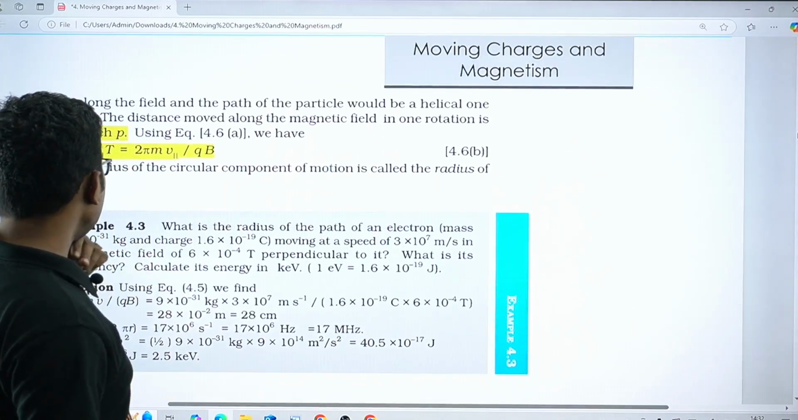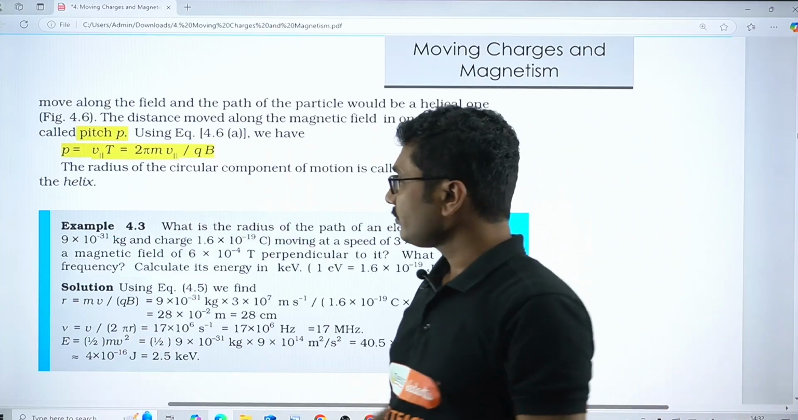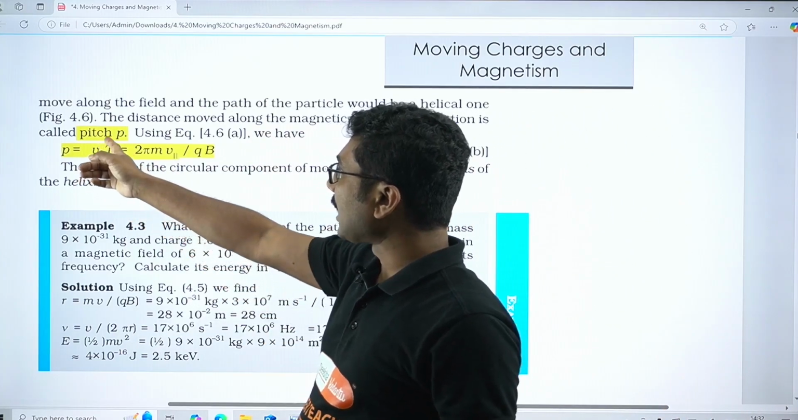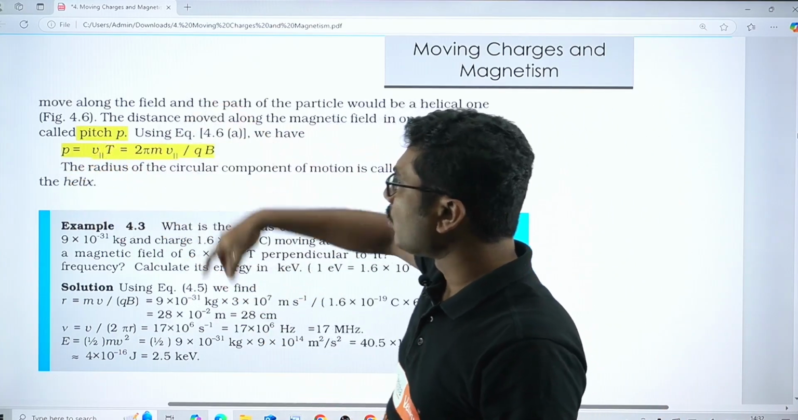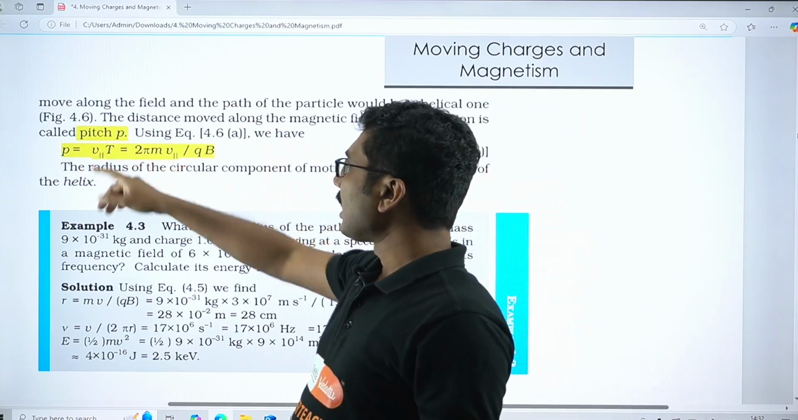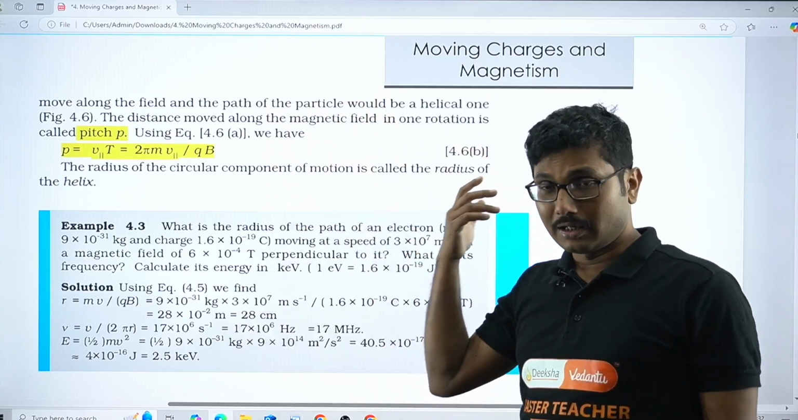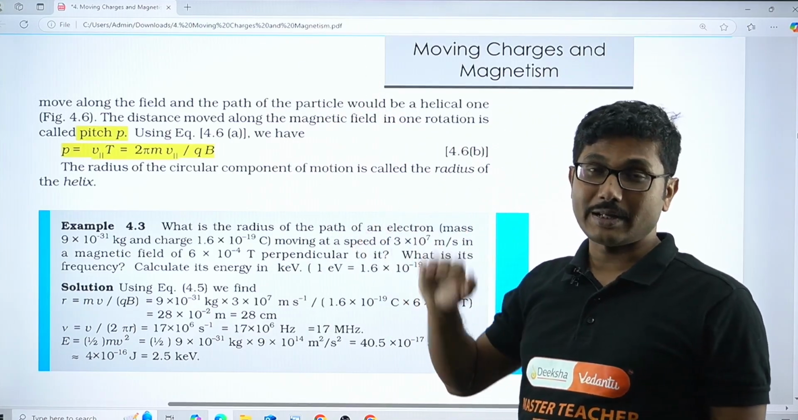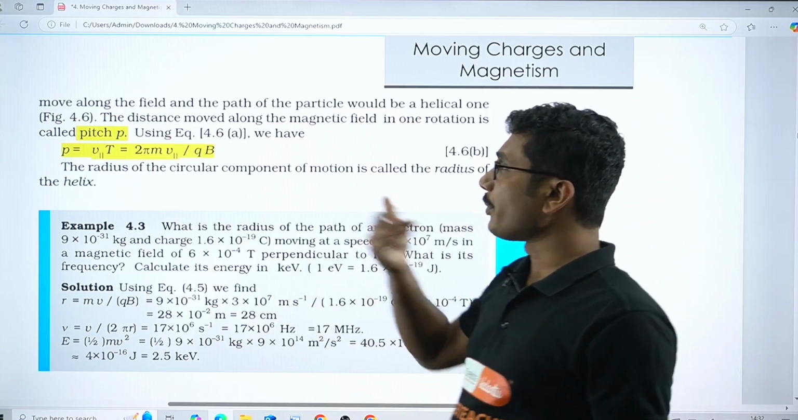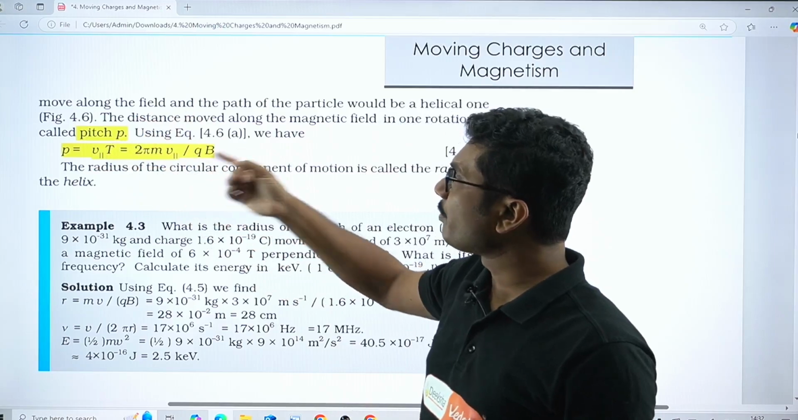When it is moving in a helical motion, you can calculate the pitch. Pitch means how much distance it travels in one time period. If you calculate the frequency, you know that frequency and time period are inversely proportional. So from there you can directly calculate the time period. If you calculate the time period, you can calculate this, which is called pitch.